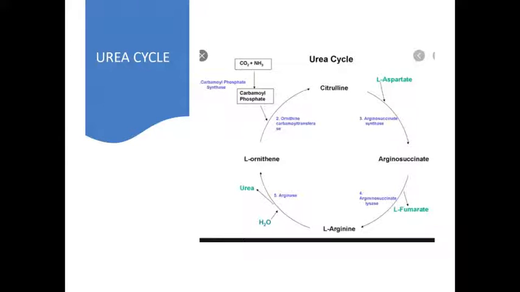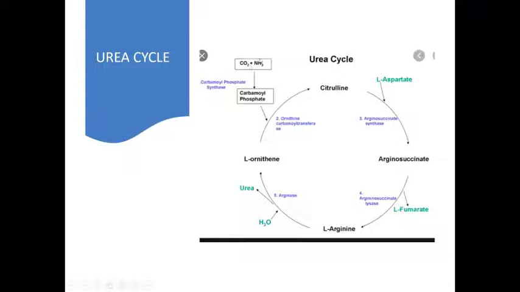Next is the urea cycle. Normally in amino acid metabolism, a lot of ammonia is produced in the body. But this ammonia is a toxic substance to our body, so it is not excreted as such. This ammonia will be converted into urea. Urea is a non-toxic substance, and it will be easily excreted from the body. So the urea cycle is here.